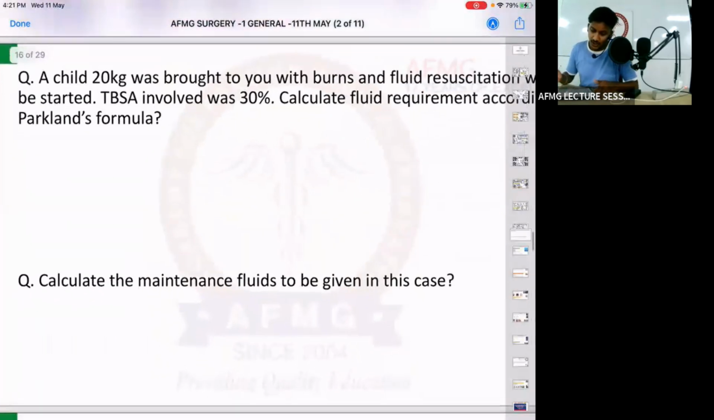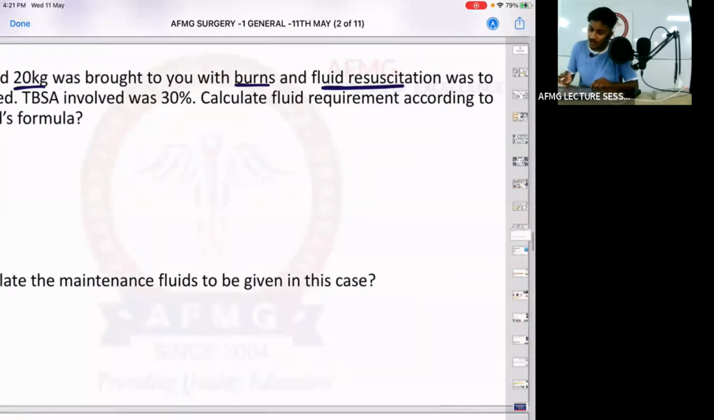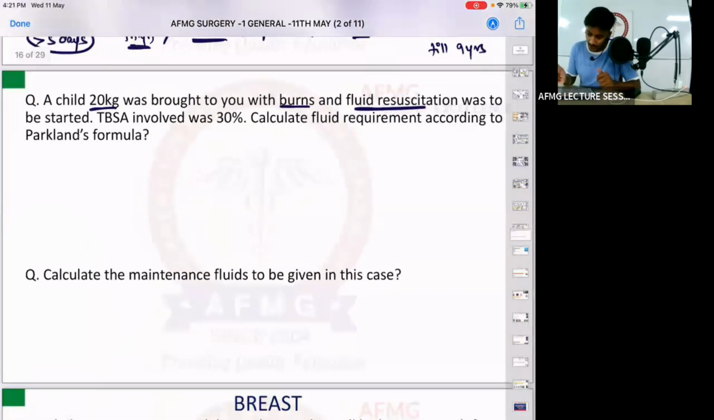Shabash. Moving further, a 20 kg child was brought to you with burns and fluid resuscitation was to be started. The total body surface area of burns involved is 30%. Calculate the fluid requirement according to the Parkland formula. So for fluid requirement, we need the Parkland formula.